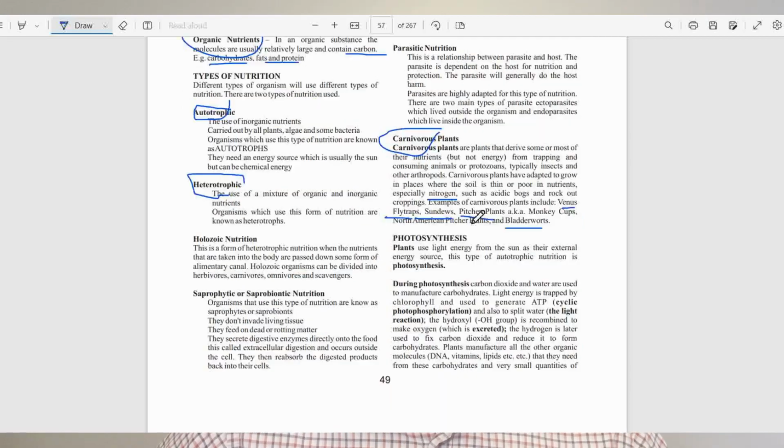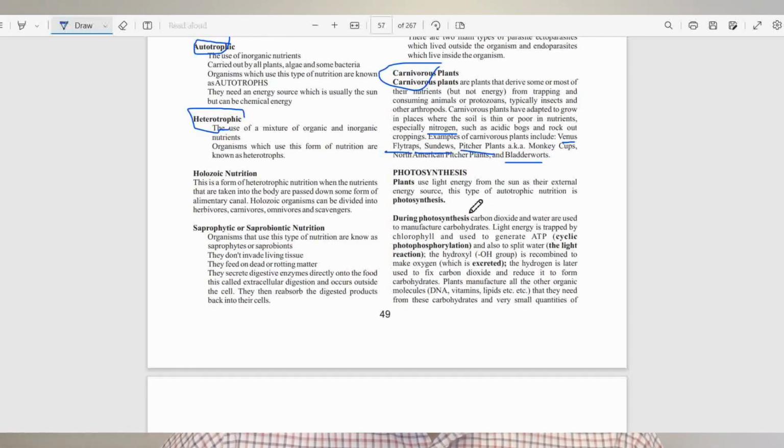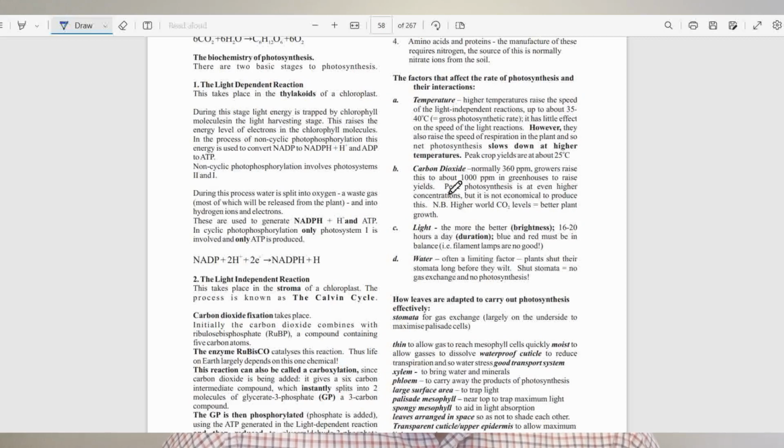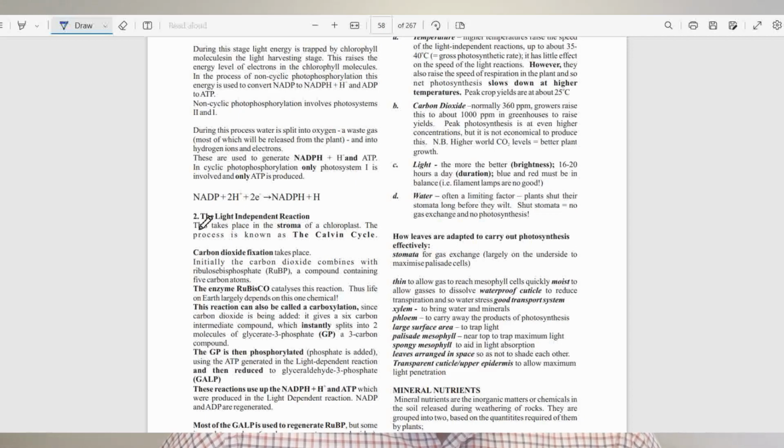Now let us look at one of them in detail, which is the process of photosynthesis. Of course, photosynthesis uses light energy from sunlight as its external source of energy. And this is usually the most common mode of nutrition in plants, using the chlorophyll. So the process of photosynthesis is divided into two stages. You have what is called the light stage and what you call the dark stage.